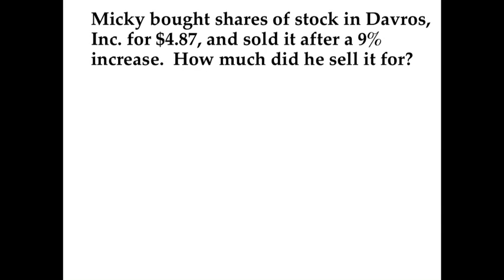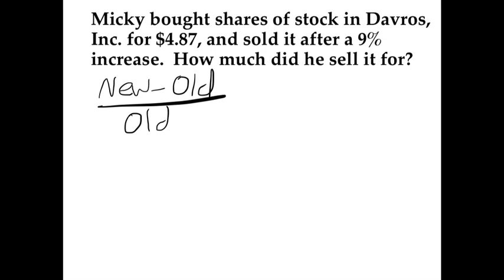Here's another similar problem, but in this case we're going to have the percent, and we're going to work backwards to figure out what the new price or the selling price is going to be. Again, we're going to have the same formula. New subtract old, all over old. Now in this case we know the old price, and we know that this is going to equal, well, I can't really work with the 9% in this. I need to convert it back to decimal. 0.09.